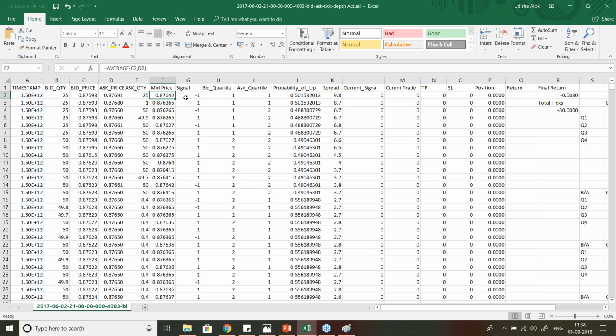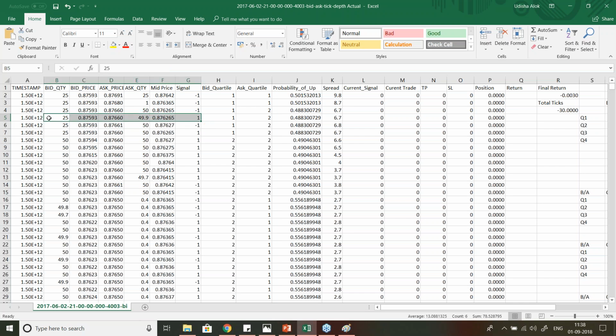So if the mid price has moved up, the signal will be 1, and if the mid price has moved down, then the signal will be -1. For example, in this case, here the mid price is 87626.5, here 87627. So mid price has gone up, right? It has increased. So my signal will be 1. That is, given this bid and offer volume, my mid price has moved up. That is what I'm trying to predict.